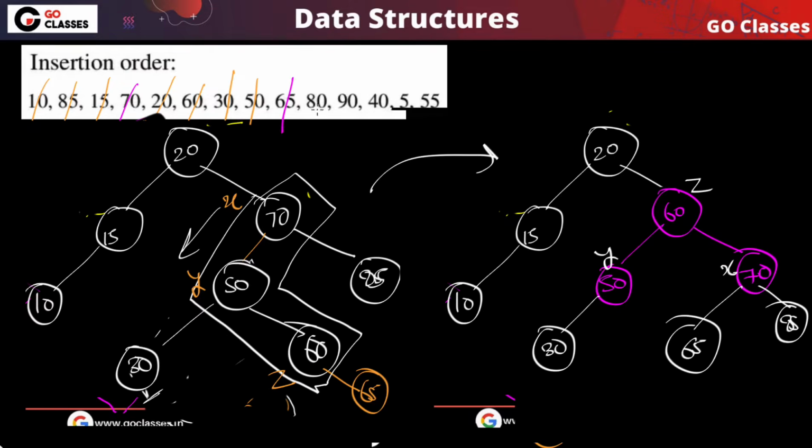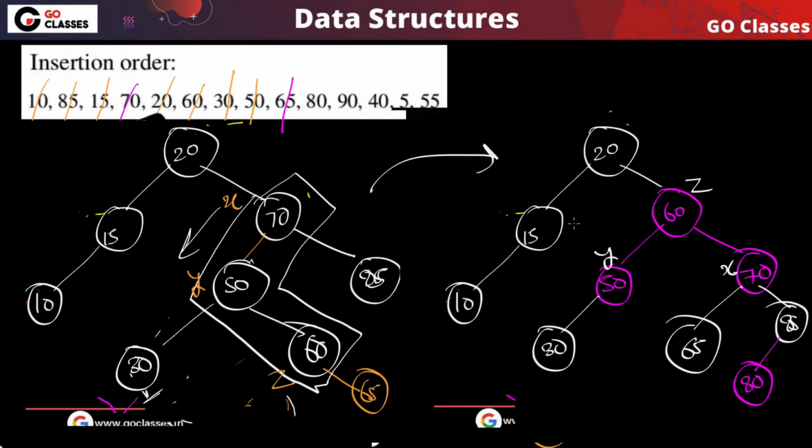What about 80? So to insert 80, I will go to the right of 20, I will go to the right of 70, I will go to the left of 85. So 80 will get inserted here. Now check whether things are balanced or not. I think this is 2 minus 1, it is balanced. 1, 2, 3, 1, 2, it is balanced. 1, 2, 3, 4, it is 2.